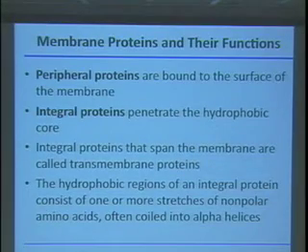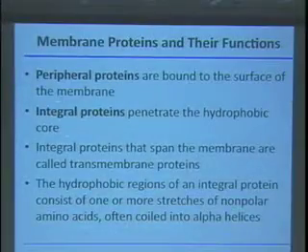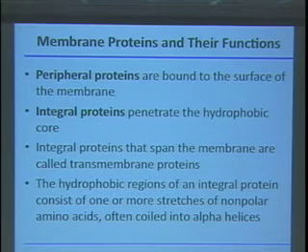Okay, so let's talk now a little bit about membrane proteins and what they do. Some proteins are bound to the surface of the membrane: peripheral proteins. If we see the word peripheral protein, we know that we're not necessarily talking about a protein that is embedded in the membrane, but one that is just stuck to or interacting with the surface of the membrane. In contrast, if you see the word integral protein or integral membrane protein, these are proteins that actually pass through the hydrophobic core of the membrane.